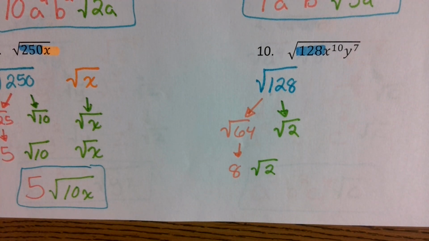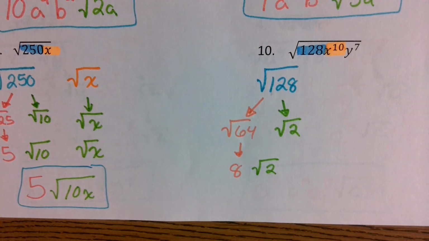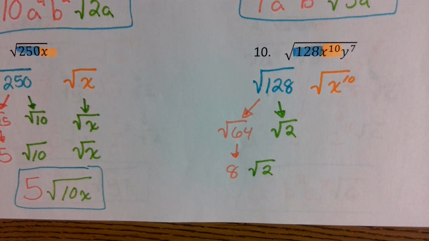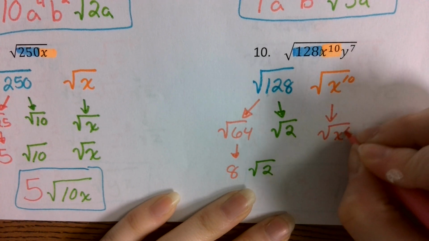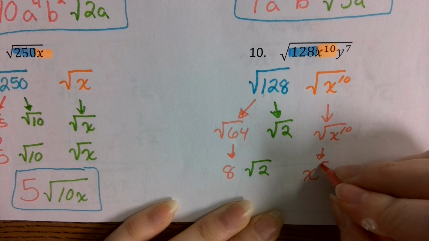All right, x to the 10th. Kenneth, how are we going to deal with x to the 10th? Very good, because it's already a perfect square, isn't it? Already a perfect square, so we're just going to take that exponent and divide it by 2, and what do we get, Kenneth? X to the 5th. Good.